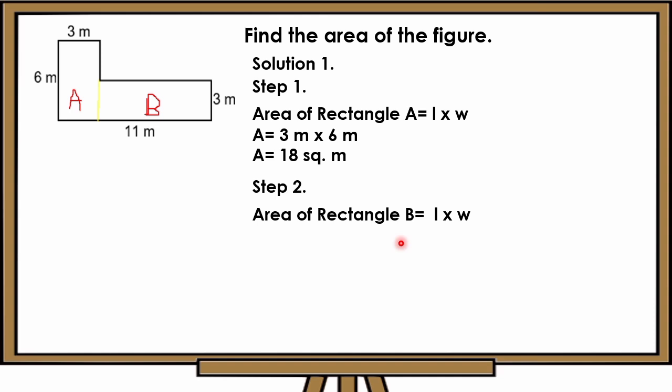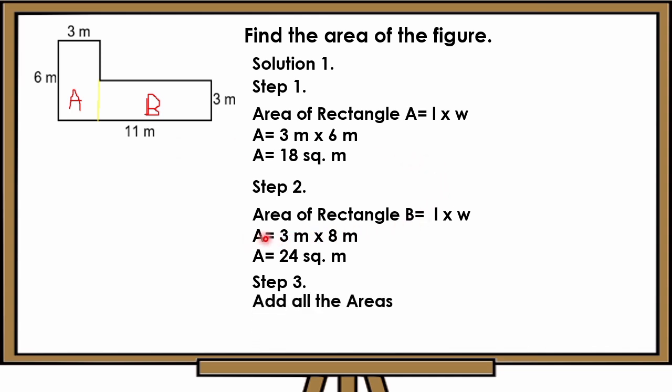length times width. Okay, so tignan natin ang ating figure. From here up to here, ang measurement ng side ay 11 meters. Ang kukunin lang natin mula dito. So, ibig sabihin, magsasubtract tayo ng 3 meters from 11 meters. So, 11 minus 3 is equals to 8 meters. So, let us solve.